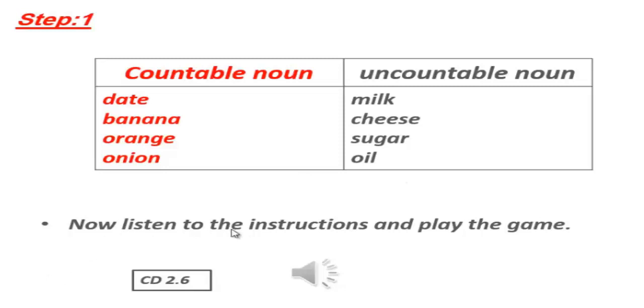Now listen to the instructions and play the game. Tape script 2.6. Listen carefully. Hold up your left hand if you hear a noun which is uncountable. Put your right hand on your head if you hear a noun which is countable. Are you ready?